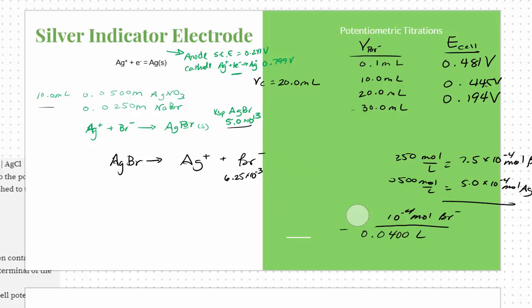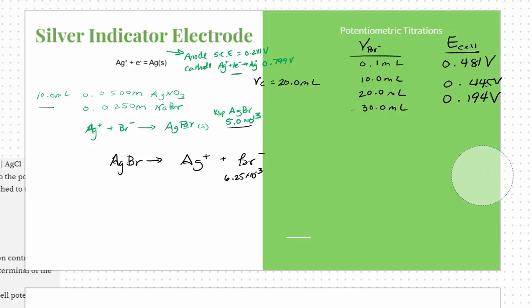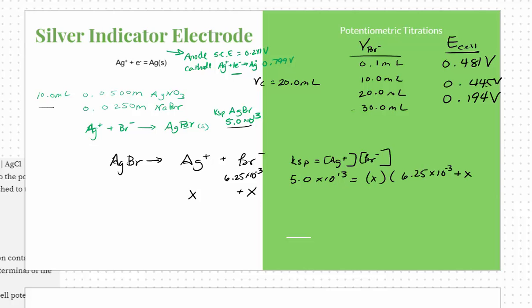So when I go to write this equilibrium out, because I do have some solid silver 1 bromide, then that's going to decompose, and it's going to decompose in some amount X. So I'm going to be adding some amount X to both my silver and my bromide. So the KSP is going to be equal to the concentration of my silver times the concentration of my bromide, KSP value being 5.0 times 10 to the negative 13th, this silver being X and the bromide being represented by 6.25 times 10 to the negative 3rd plus X.